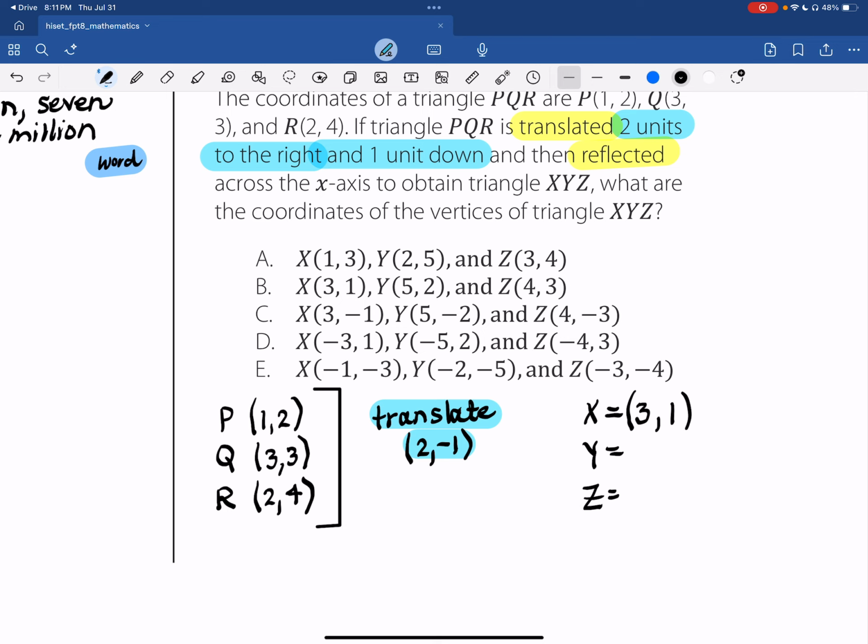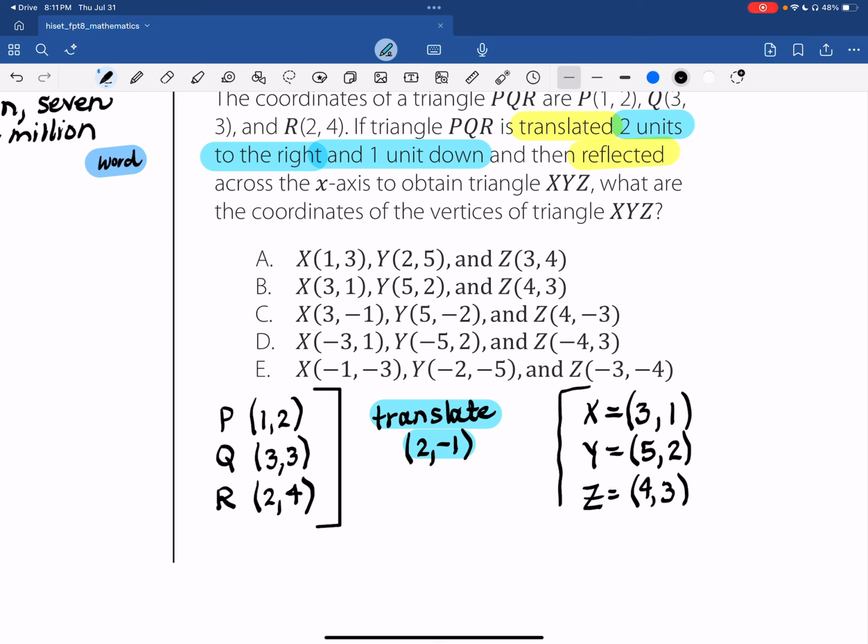So for point Q, we're going to take this 3 and we're going to add 2, so we get a 5. And then we're going to take this 3 and subtract 1, and we get a 2. And then for point Z, I'm going to take this 2 and add 2 to get a 4. And then I will take this 4 and subtract 1 to get a 3.